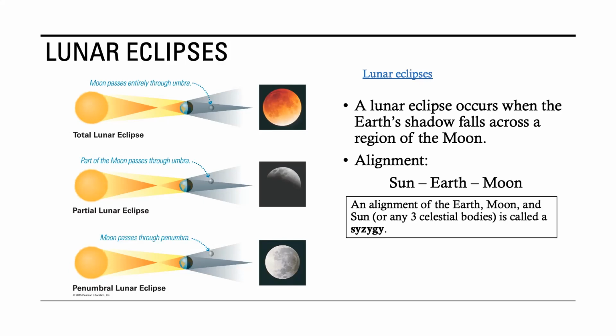But what we have here, when we get this kind of alignment of three celestial bodies, in this case the sun, the earth, and then the moon, we call this a syzygy. It's a great word, S-Y-Z-Y-G-Y, a syzygy.